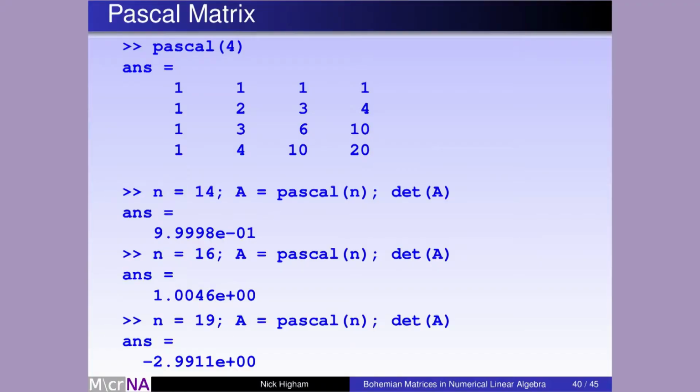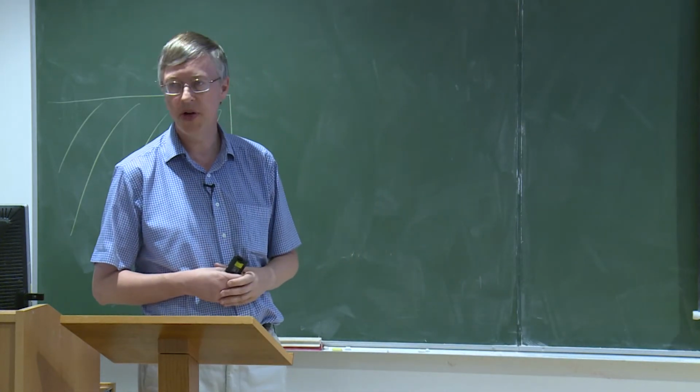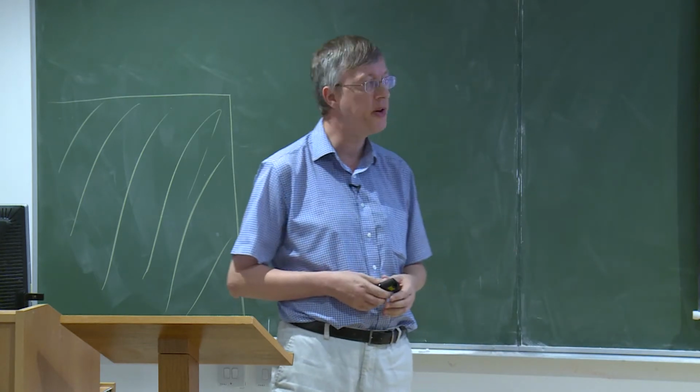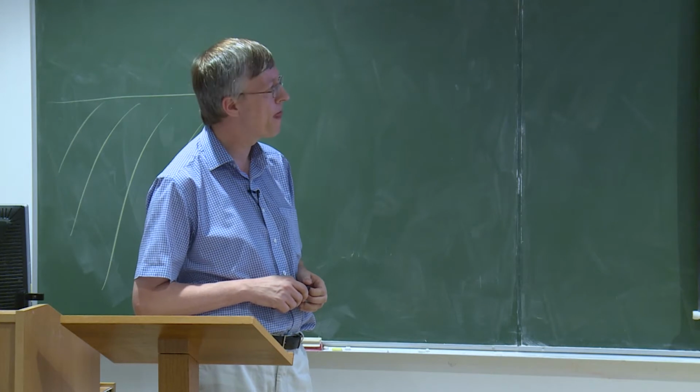N is 19, minus 2.99. So the idea of just mentally rounding to the nearest integer suddenly completely fails, and you would be misleading yourself if you thought that that was really minus 3. So you have to be a bit careful when doing computations in floating point with integer matrices or problems where the answer is an integer. You certainly can't just round to the nearest integer.